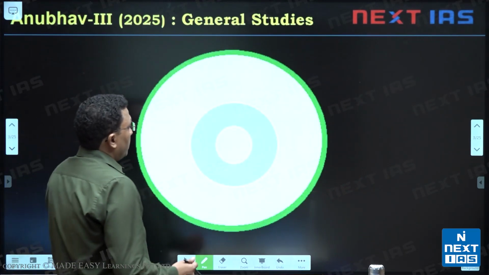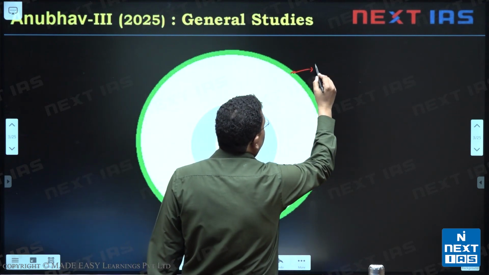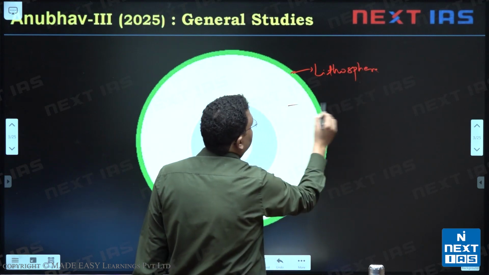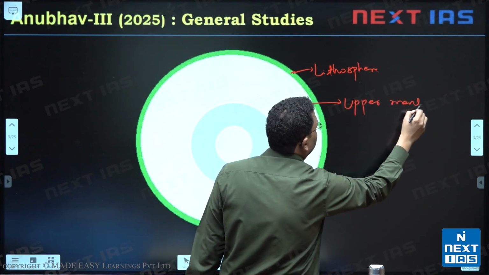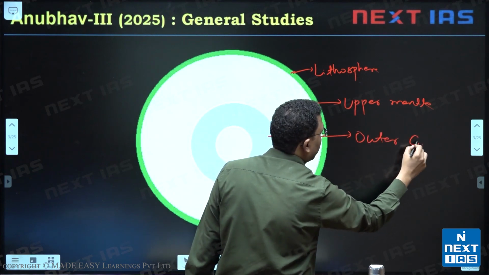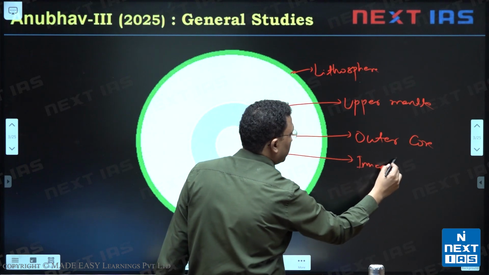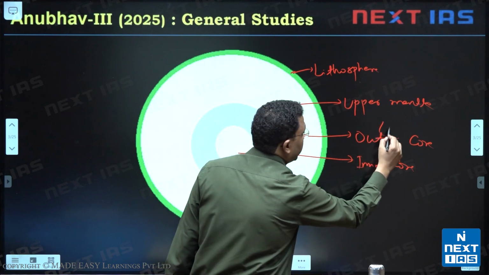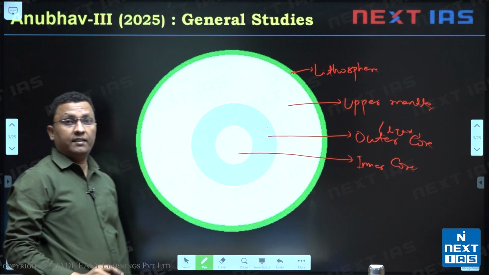So as you all know, the structure of earth is something like this. This is lithosphere, this is upper mantle, this is outer core, and this is inner core, right? So this outer core is in liquid state, the rest are in solid state, right?